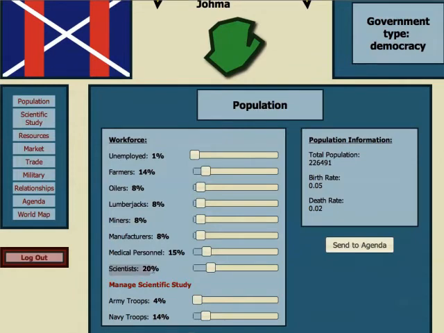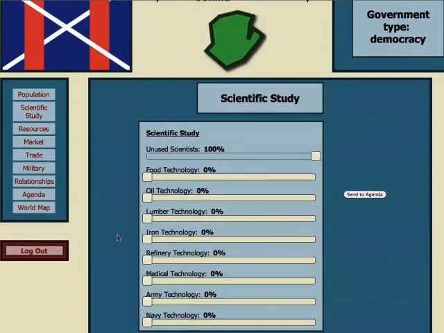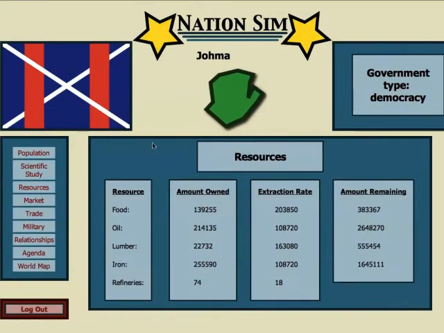Now, the scientists are an interesting piece of the population because they can be further managed in the scientific study. Whatever the scientists happen to be studying will make this oil become more productive. If you have more oil technologies, you can produce more oil with fewer oilers. In the Resources tab, you can see how much you have of a certain resource, how much you're getting of a certain resource each year, and how much is left over.